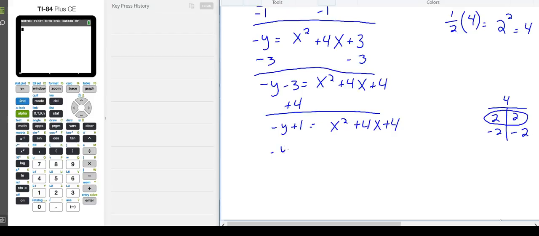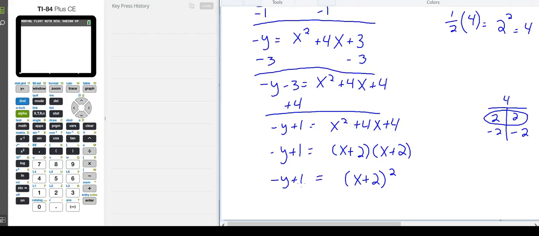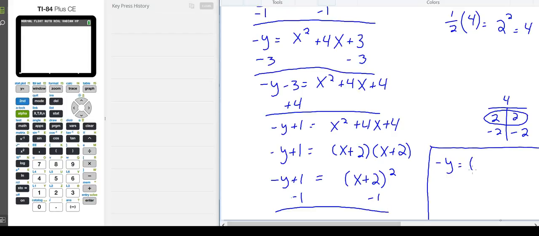So our polynomial now looks like negative y plus 1 is equal to x plus 2 times x plus 2. Since we have 2 of the same factors, we can rewrite that as x plus 2 squared. And that whole thing is equal to negative y plus 1. Now we want to bring the constant back to the other side. So we're going to subtract 1 and subtract 1. Negative y is equal to x plus 2 squared minus 1.